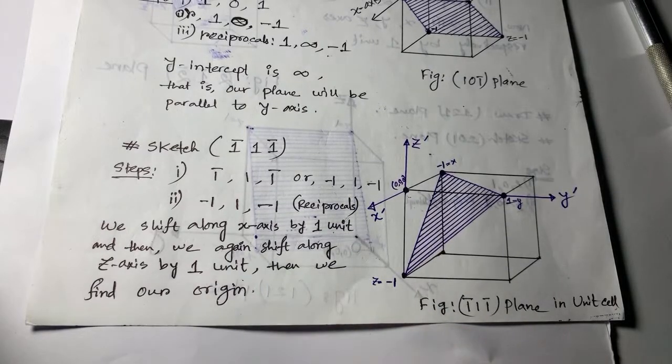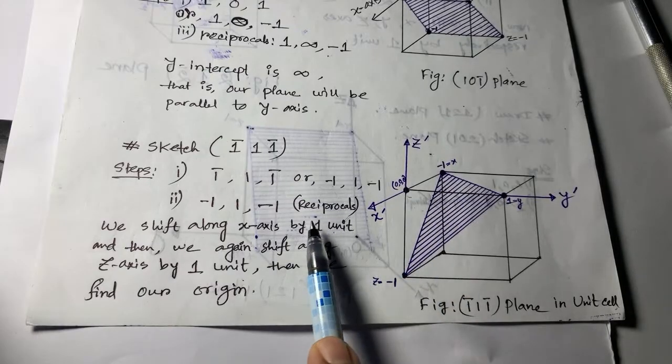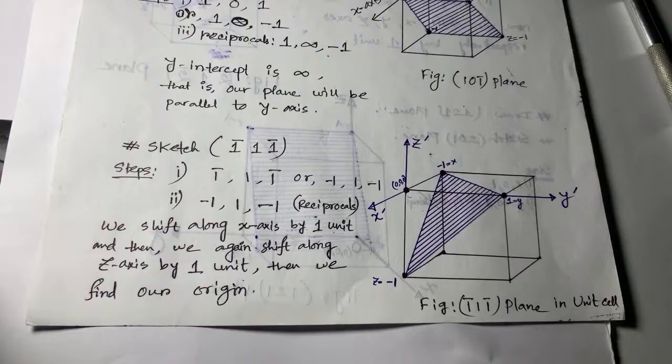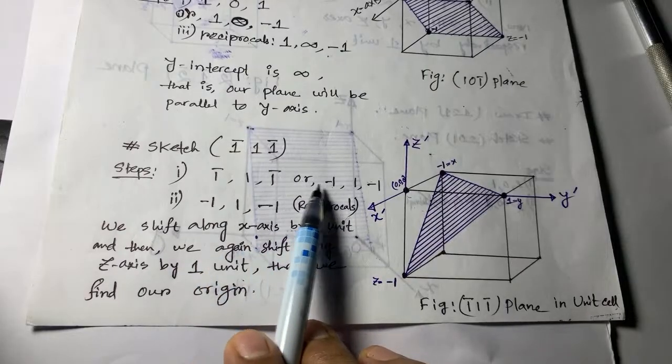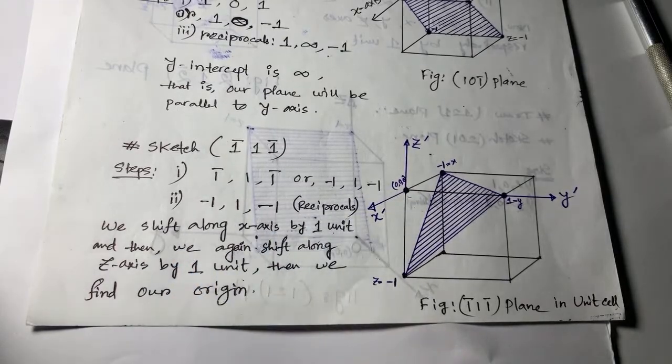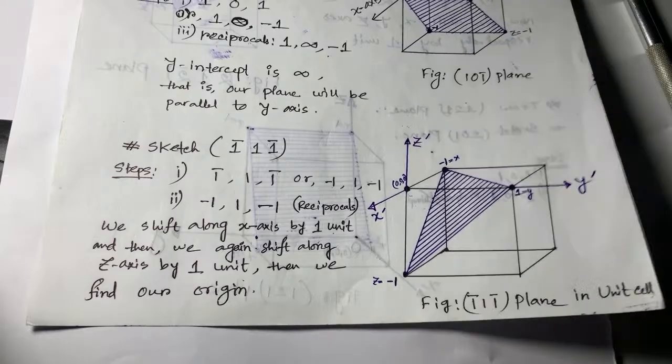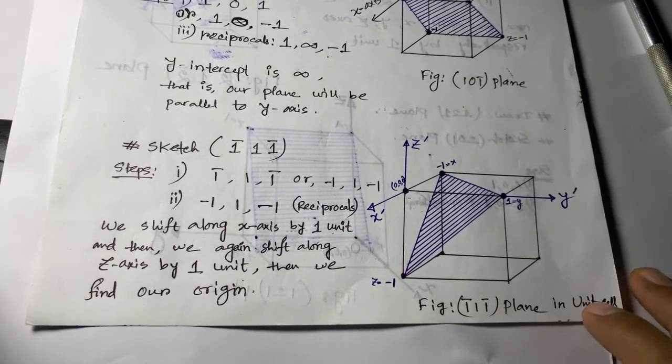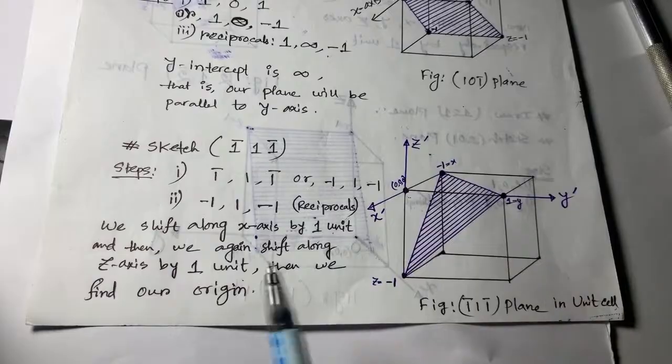Now it's time to take the reciprocal. Why do we take the reciprocal? Because the reciprocals are basically the x-intercepts, y-intercepts, and z-intercepts. So the reciprocal of -1 is -1, 1 is 1, and -1 is -1. The reciprocal basically means taking the opposites of these numbers.